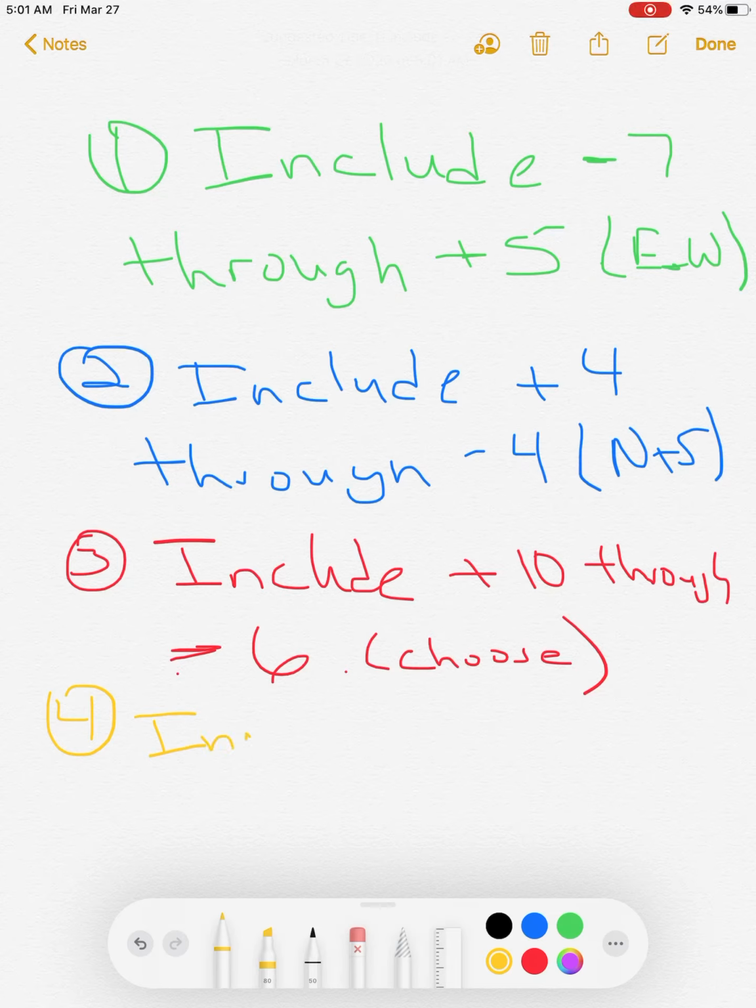Okay, so this one should include, and this one you will use on the next part of the assignment, which we'll talk about in just a second, -17 through +20. Okay, so pause it here if you need to.